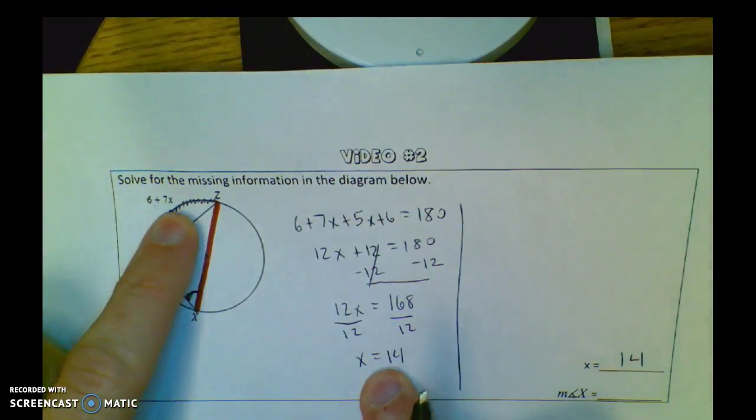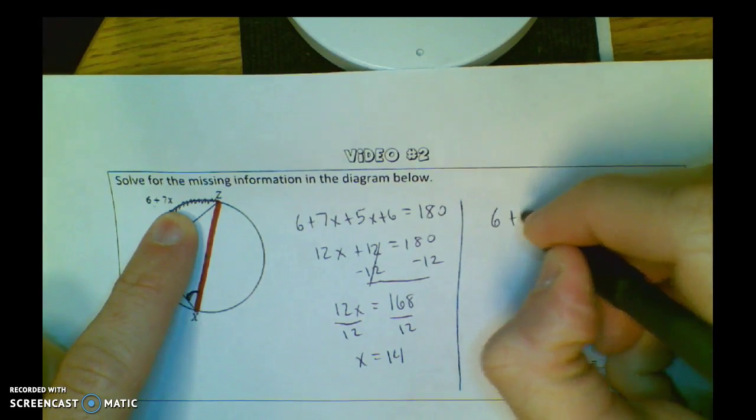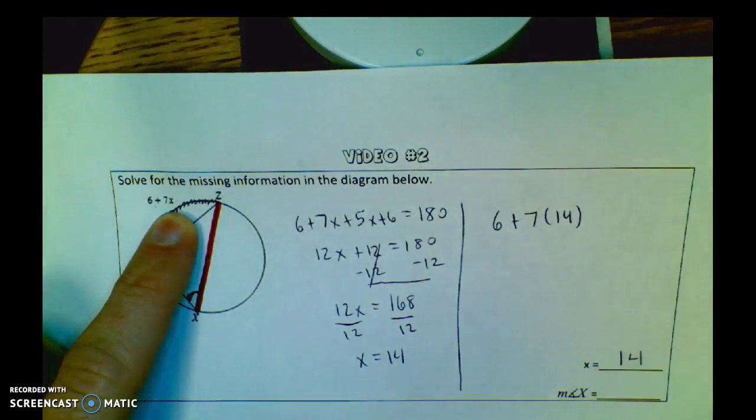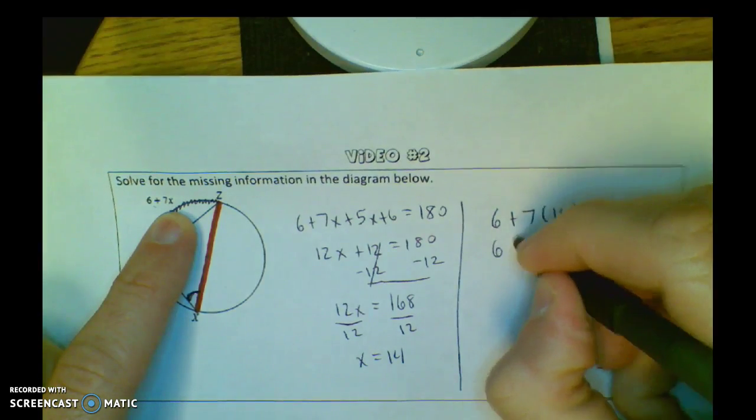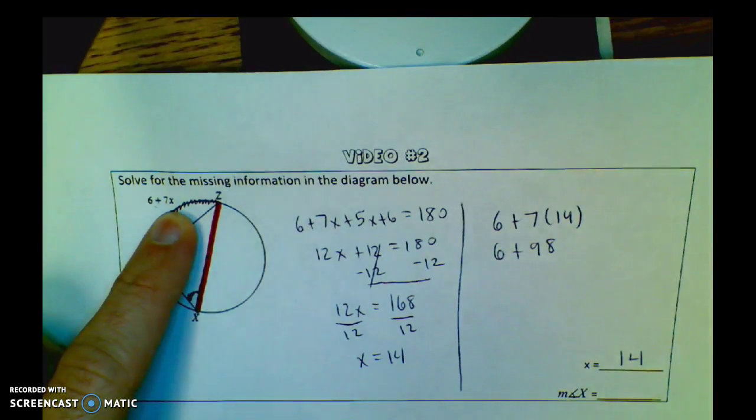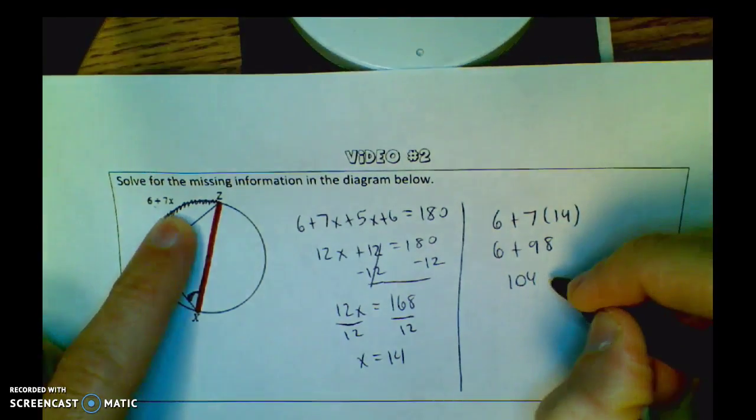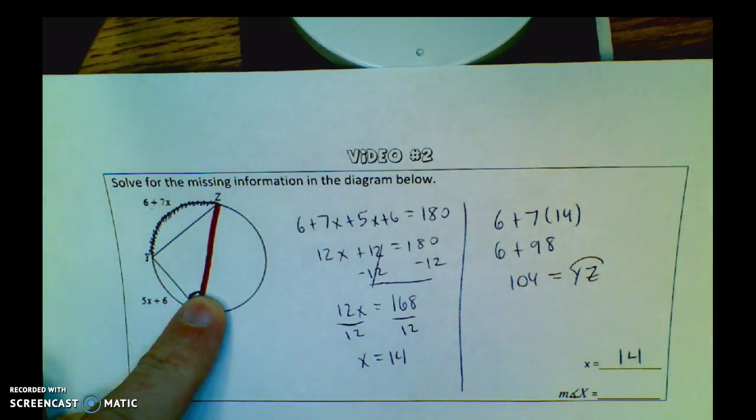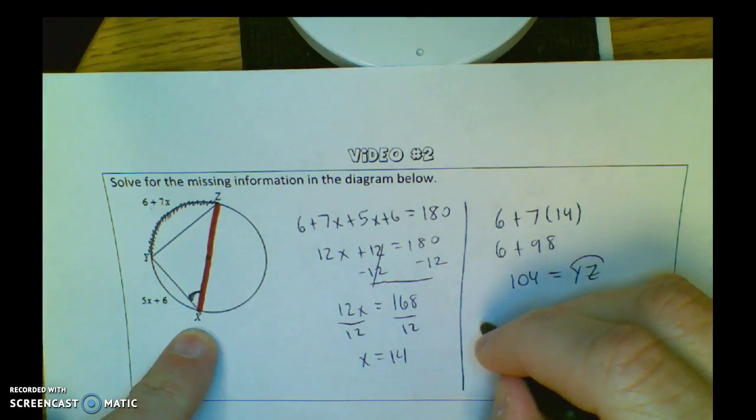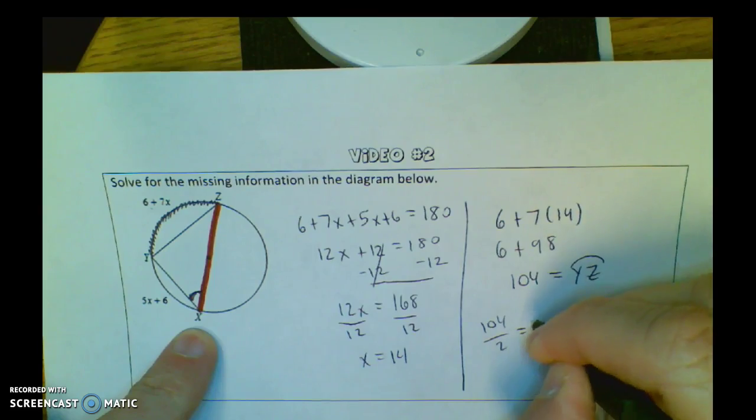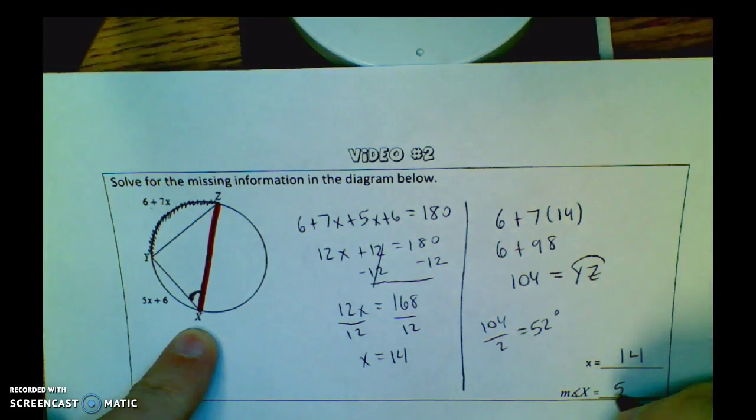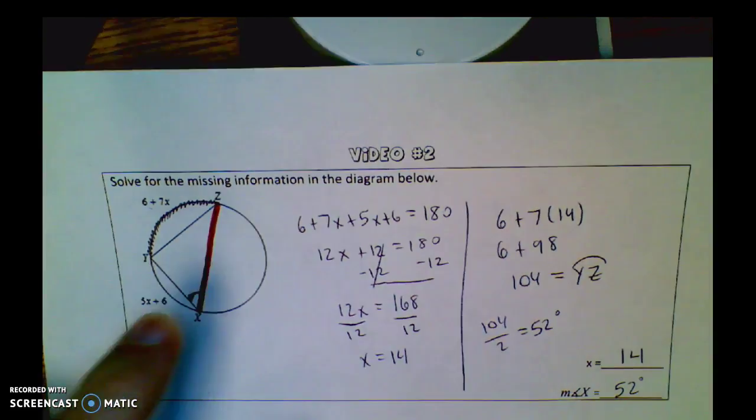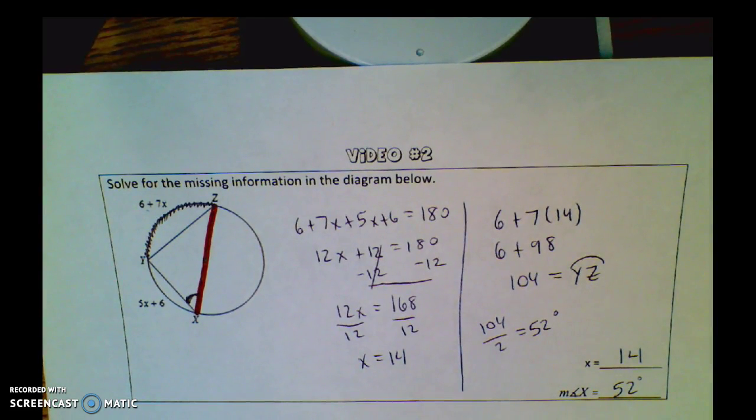So I'll plug in 14 for x, so it's 6 plus 7 times 14. 7 times 14 is 98, and 98 plus 6 is 104. So that gives me the measurement of YZ, the arc. To find the angle, I just cut it in half. So 104 divided by 2 is 52 degrees. So that means that angle X is equal to 52 degrees. We had to use a couple of our properties all together in one problem to solve for angle X.